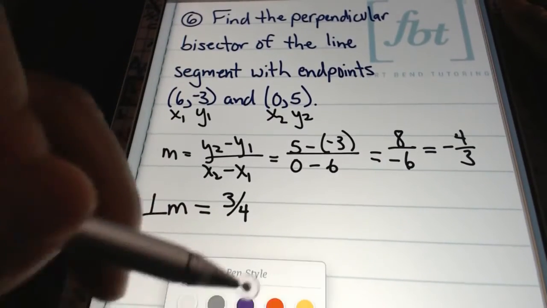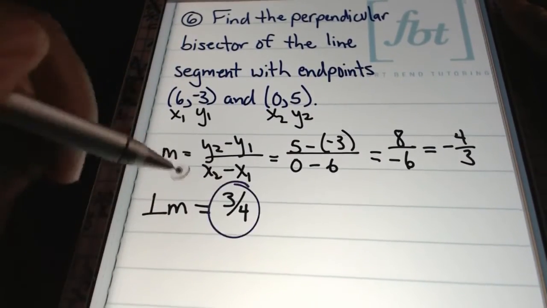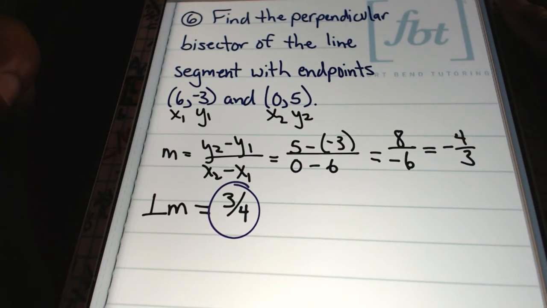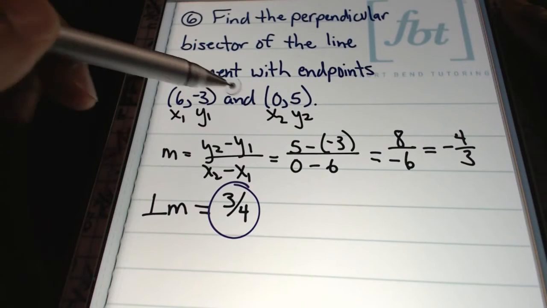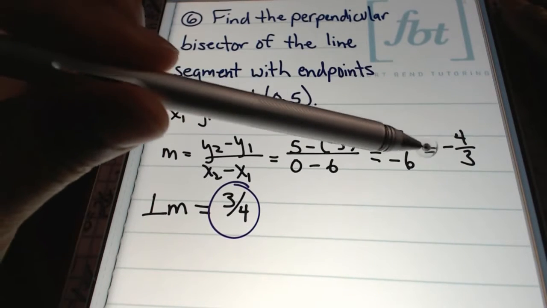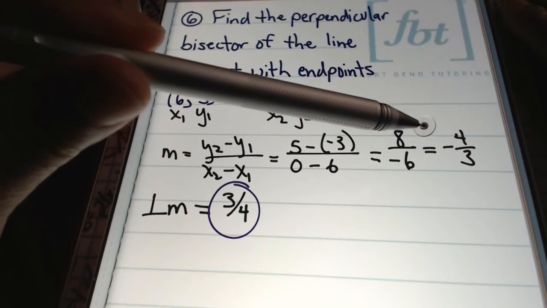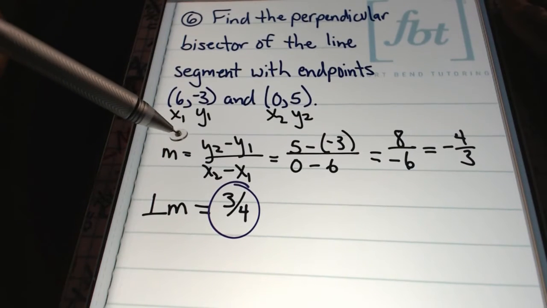Can I write a better 4 here? I think I just did. There we go. So we'll hold on to this. That's right. The perpendicular line slope to our given endpoints is going to be the opposite reciprocal. In other words, change the sign and flip it once you have that given slope.